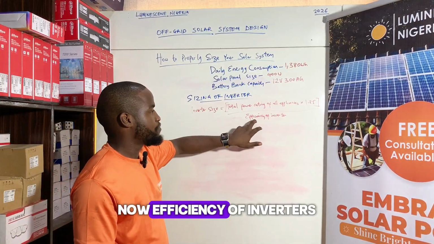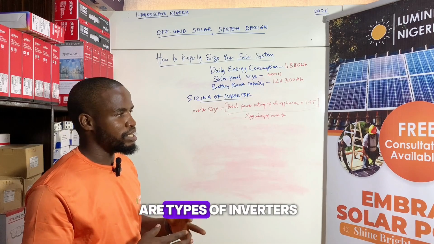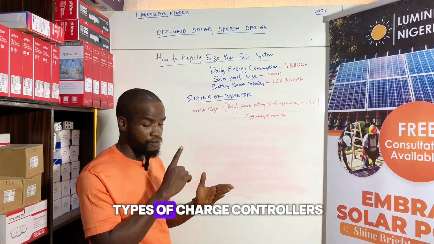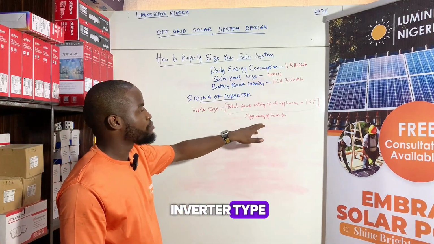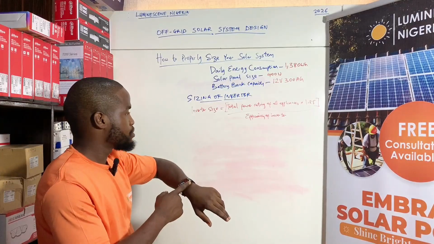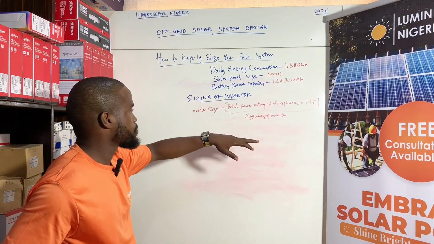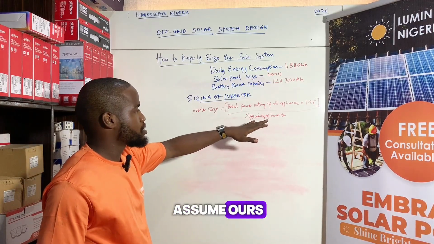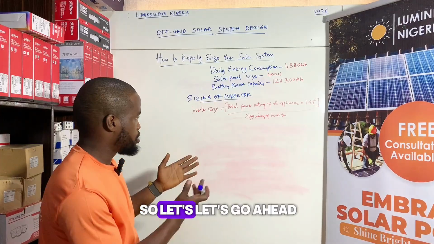Now, efficiency of inverters. I think in the beginning I said that there are types of inverters, types of batteries, types of panels, and types of charge controllers. So depending on the inverter type, you should know the efficiency of these inverters. So we're going to assume ours, and so let's go ahead.